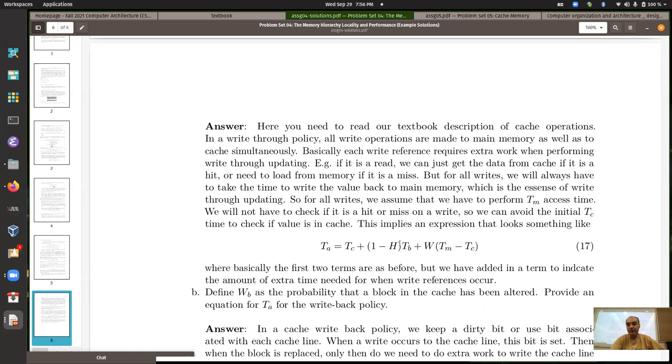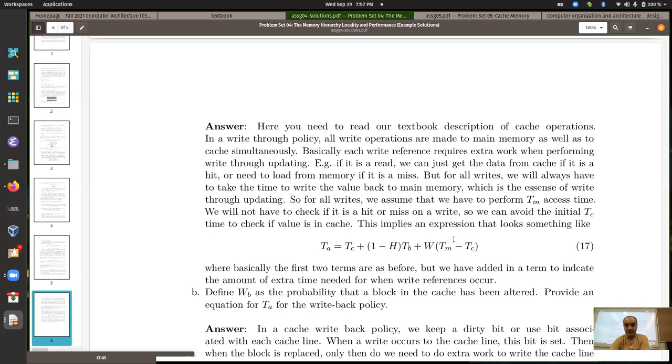So we only have to transfer the block to memory. The argument for that is that for a write, we're not going to have to check whether it's a hit or a miss. For a write, we're just going to simultaneously write the value to cache and also write it out to main memory, right? And the reason it's minus TC is that we already took into account that we had to check cache in this portion, so we're trying not to double dip.